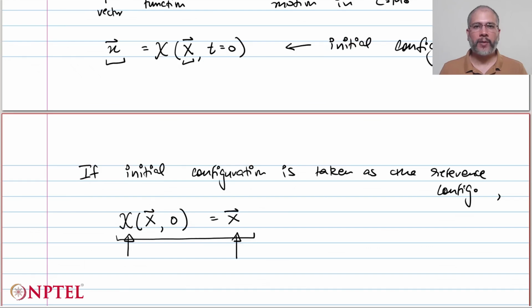Now with this, we have defined motion. Because what is motion? Motion is the body going from one configuration to the other. In fact, it is the body taking a sequence of configurations from the beginning to the end. So the beginning is the initial configuration and all later configurations are deformed configurations. So in this case, the function chi specifies all that information.